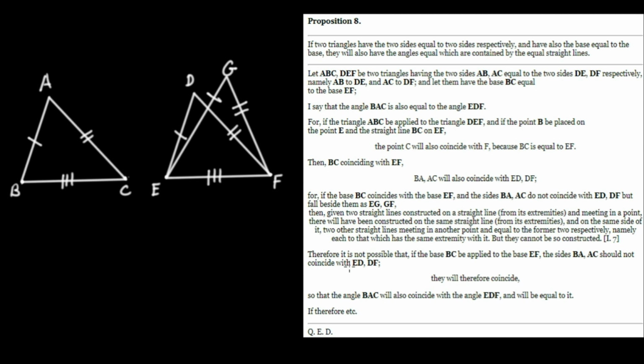In our conclusion, therefore, it is not possible that if the base BC be applied to the base EF, the sides BA and AC, so once again we have BA and AC, should not coincide with ED and DF. Therefore, they will coincide. And from this, we draw the conclusion that the angle BAC is equal to EDF, because things which coincide are equal by Common Notion 4. And we can draw the further conclusions, although Euclid doesn't state them, that ABC is equal to DEF, and lastly that ACB, this angle here, is going to be equal to DFE. Therefore, we may infer from the side-side-side equality of two triangles that the respective angles are also equal.